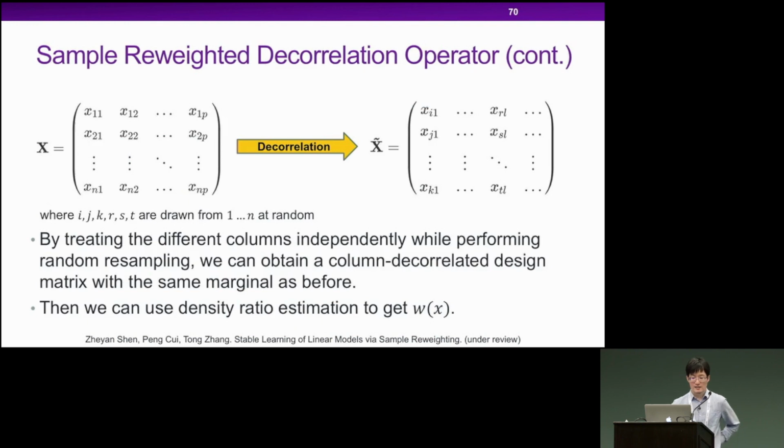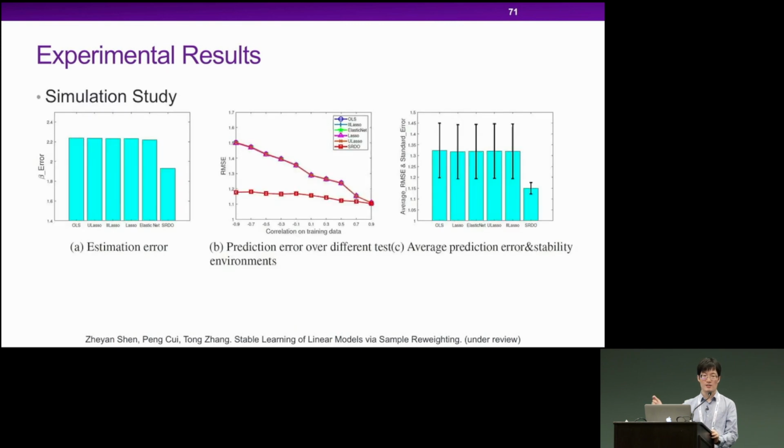After we do that, this is the result. When we reduce the collinearity, we just use resampled, reweighted samples to learn the model. You can see that this is an estimation error. We compare with ordinary least square, the U lasso, I lasso, and many baselines. And you can see that we can significantly reduce the estimation error here. And if you just use this kind of estimated beta to do predictions, you will see a relatively stable performance compared to other baseline methods.